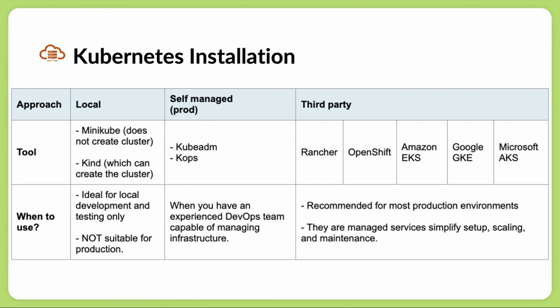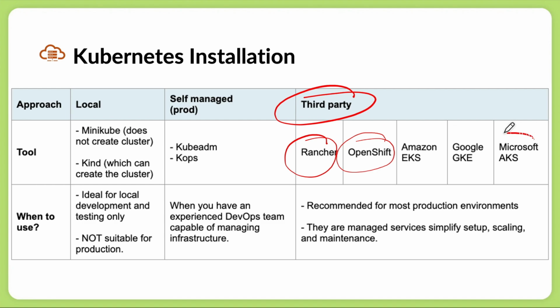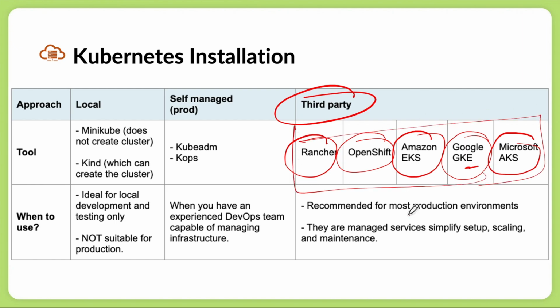Now there is another way, third party, and these are mostly used in the industry. Rancher is another third party platform. OpenShift is from Red Hat. This is completely managed, and you already know we have the Microsoft Azure Kubernetes Service. From AWS, we have EKS, Elastic Kubernetes Service, and from Google Cloud, Google Kubernetes Engine. These are recommended for production environments.